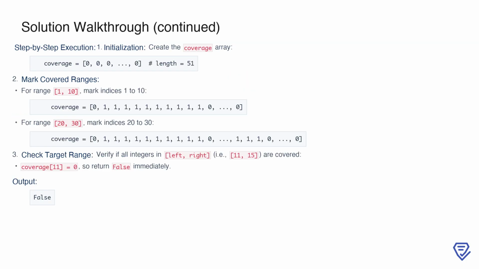output. For this example, we again start by initializing the coverage array with zeros. Then, we process the first range, 1, 10, marking indices 1 through 10 in the coverage array as covered. Next, we mark the indices from 20 to 30 for the range, 20, 30. Now, we need to check the target range, 11, 15. When we check the value at index 11 in the coverage array, we find that it is 0, meaning the number 11 is not covered. Since not all integers in the target range are covered, we immediately return false as the output.